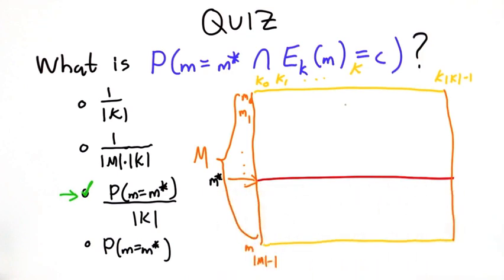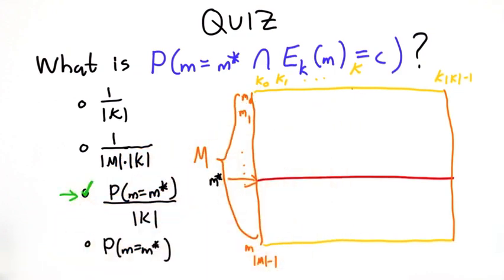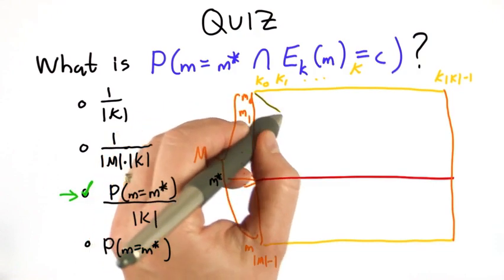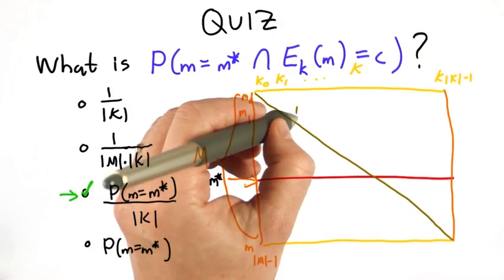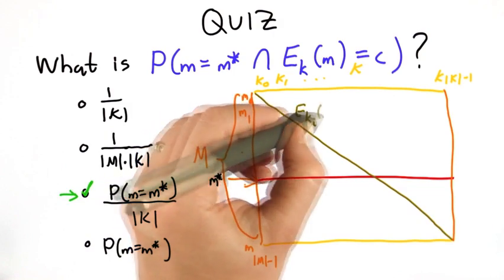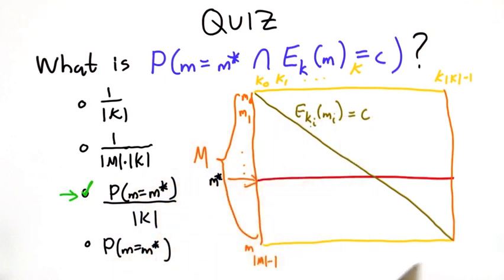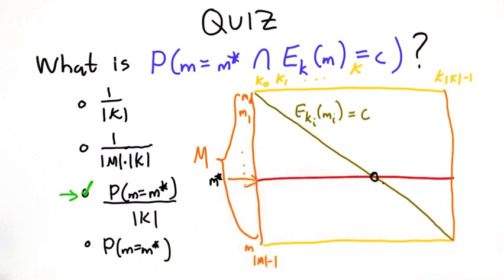Each one of these keys maps exactly one message to C. We saw that before, that there's one key that maps each message to C. So we can think of that as being a diagonal line through our probability space. This is the line where the encryption of Ki and Mi is equal to C. Depending on what C is, it might not be a diagonal line. But we can think of it that way, that there's one key that maps each message to each ciphertext. So that means there's exactly one point here where those two intersect.